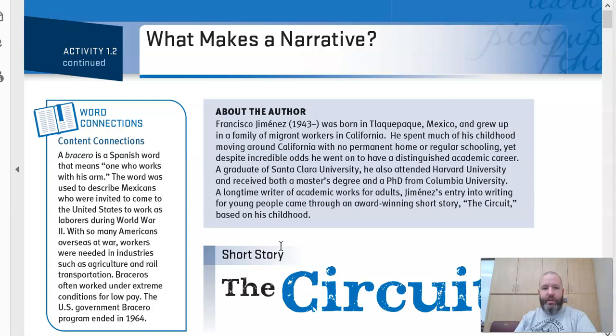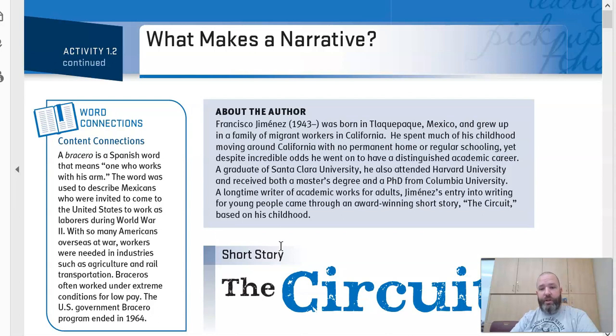The second unit is going to deal with informational text, explanatory, expository. The third unit is going to deal with argument. And the fourth unit has some poetry and some Shakespeare in it. So hopefully, depending on this crazy year, we'll be able to get through all 4 units.